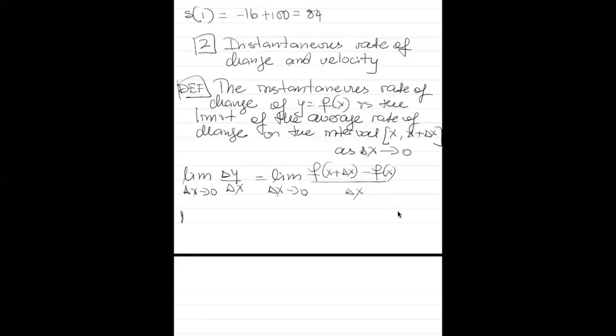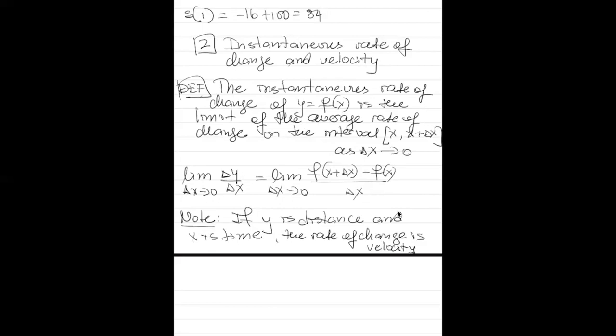Make a note: if y is a distance function and x is time, so we have distance over time, we call this rate of change velocity. In other words, the instantaneous rate of change is also called velocity.